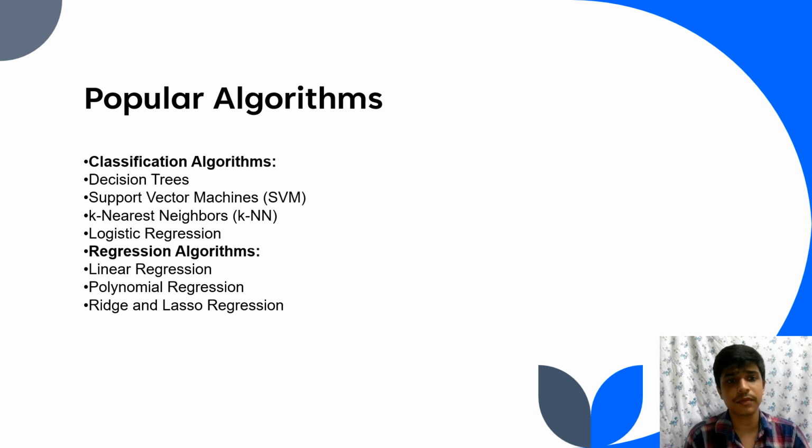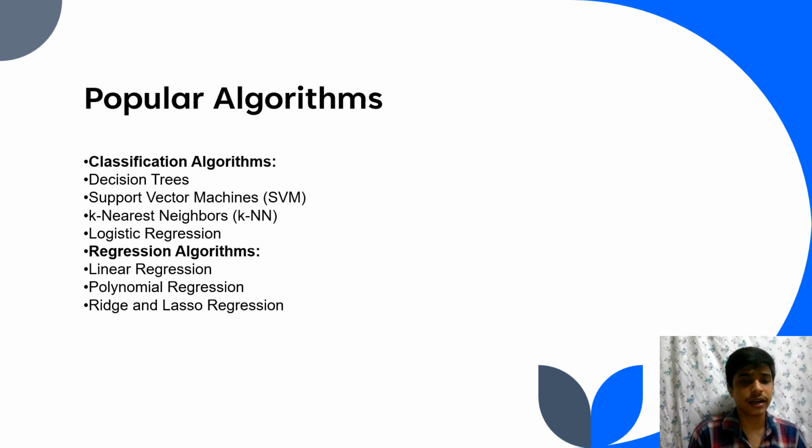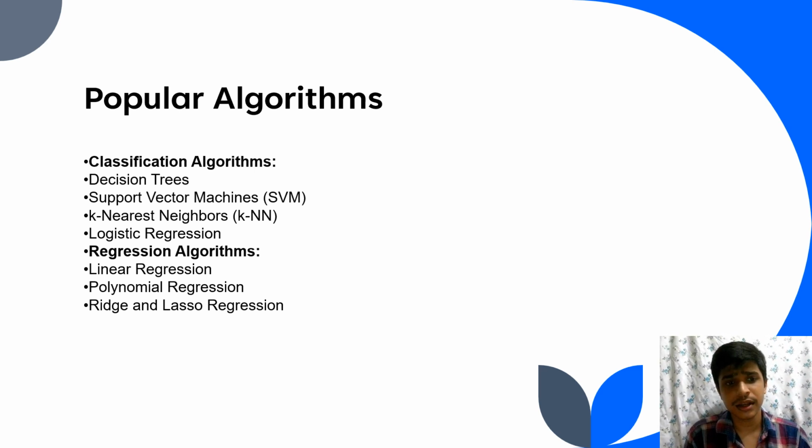So next are the popular algorithms for the two types. In classification algorithms, there are decision tree, support vector machines, k nearest neighbors, and logistic regression. And in regression algorithms, there are linear regression, polynomial regression, and Ridge and Lasso regression. So these are the popular algorithms.